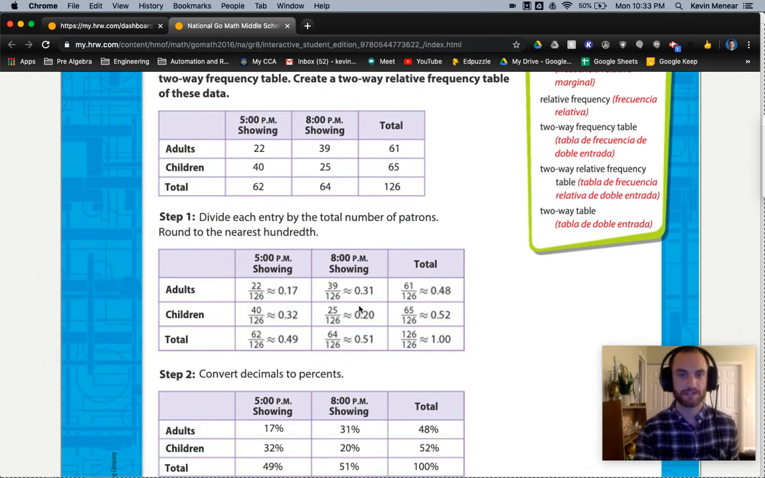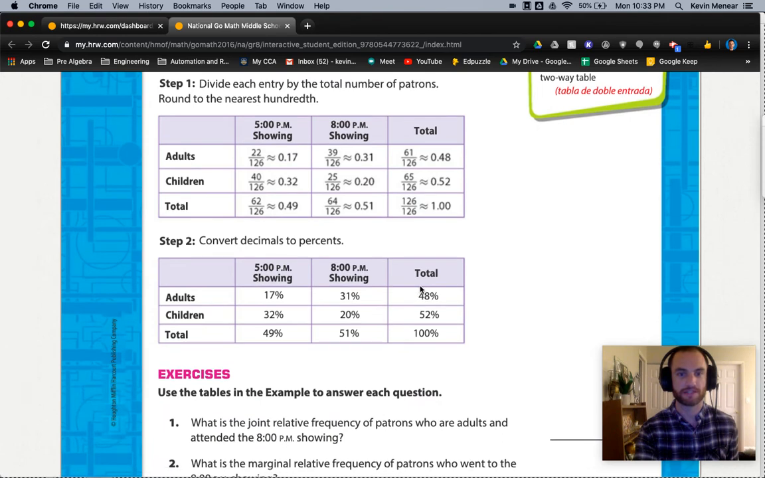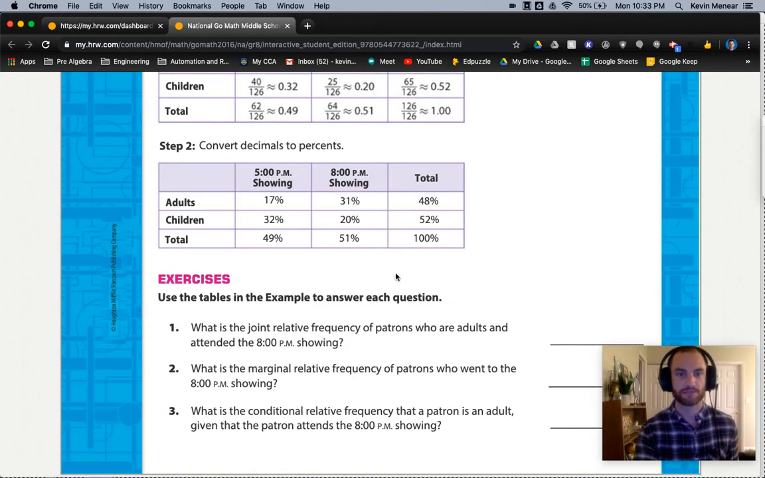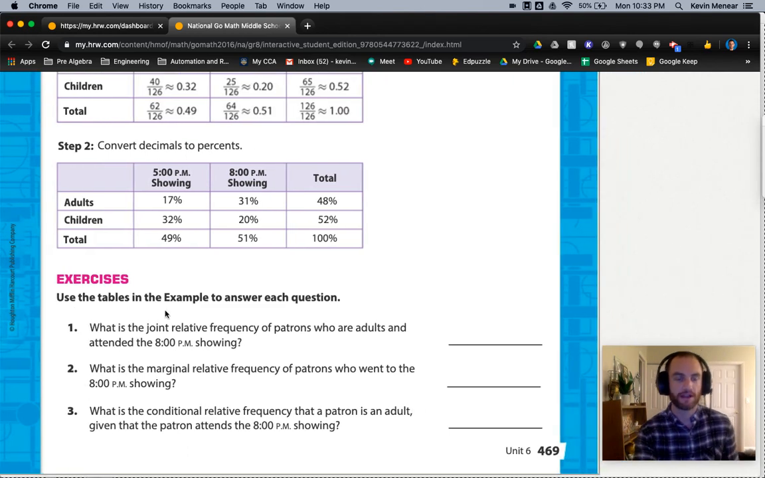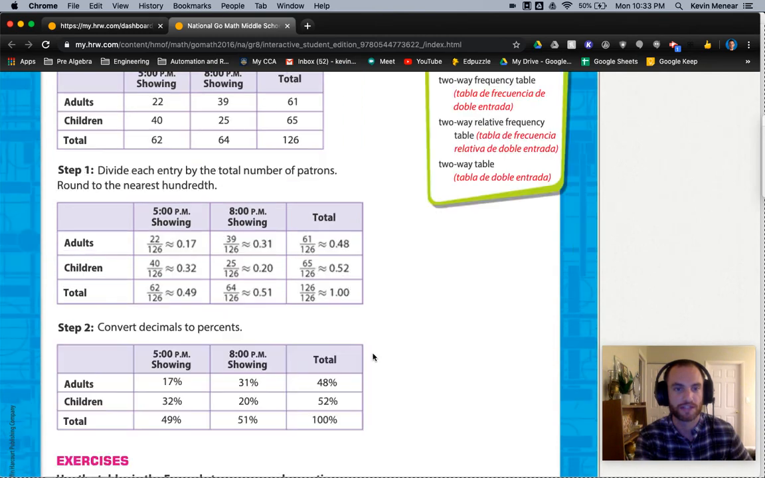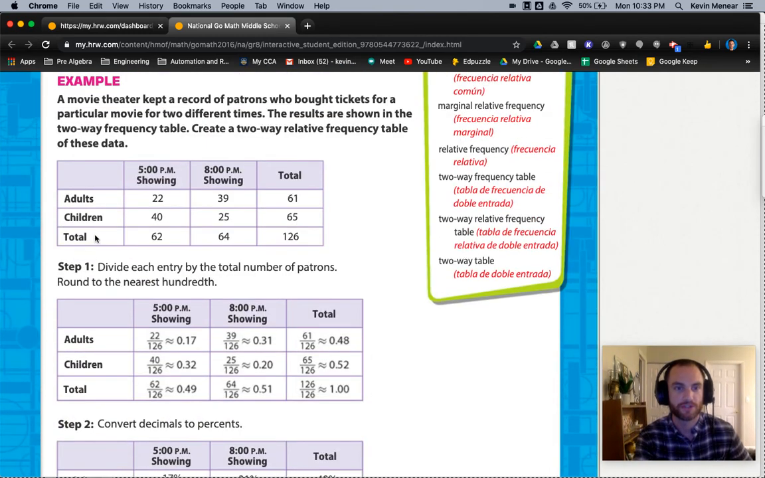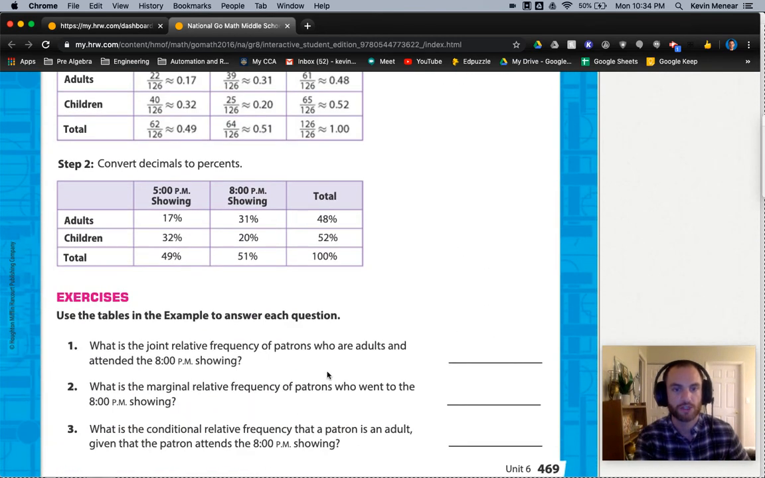Okay, so this is a frequency table. They're just showing you how to make the relative frequency table, converting from decimals to percents. Okay, that's obvious. By the way, this is page 469. All right, use the table as an example to answer each question. What is the joint relative frequency of patrons who are adults attending the 8 p.m. showing? So we have adults, children in total. There's a 5 p.m. showing and an 8 p.m. showing in a movie theater, and we're seeing who attended which one. What's the joint relative frequency of patrons who are adults who attended the 8 p.m. showing?